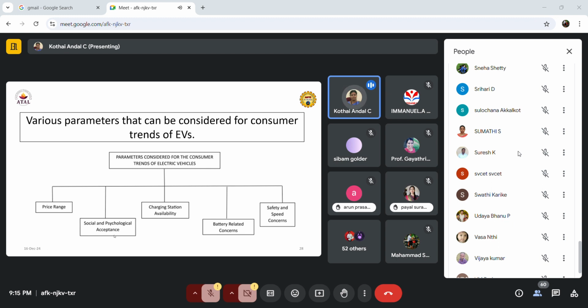Then social and psychological acceptance: people are still afraid, because in the newspapers we are seeing some battery accidents, where vehicles were parked during summer and the batteries caught fire. So we still have to improve social and psychological acceptance in this area. Then charging station availability.